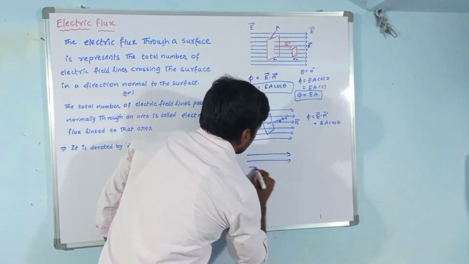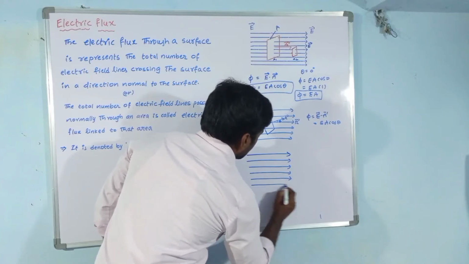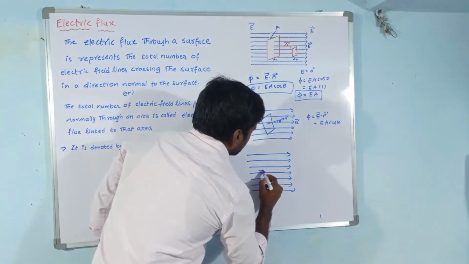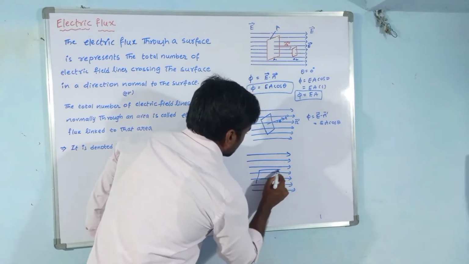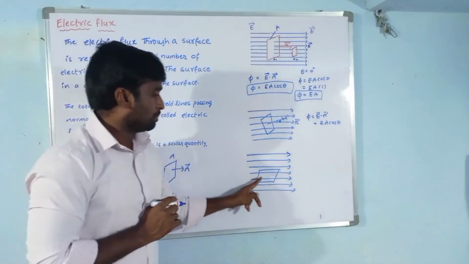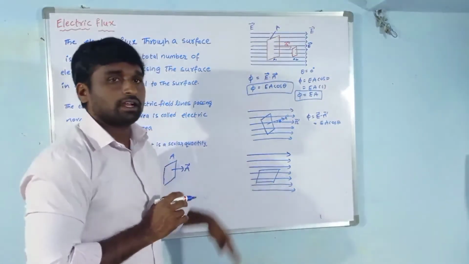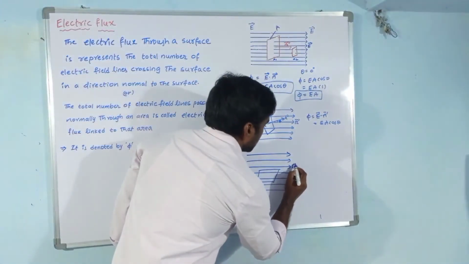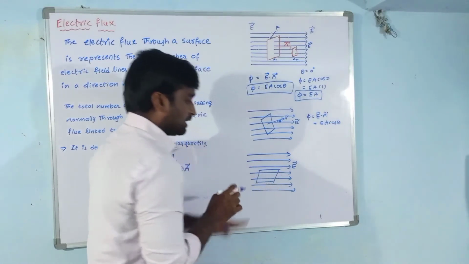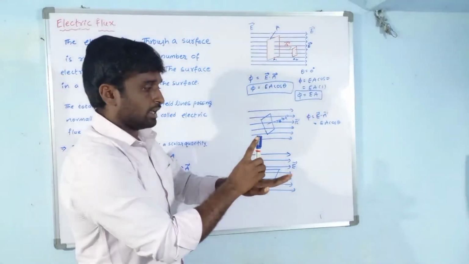But suppose these are the electric field lines, and we have taken a plane surface that is parallel to the electric field lines. This is the direction of the electric field. So what is the area vector? The area vector is perpendicular to the area surface. This is the direction of the area vector.